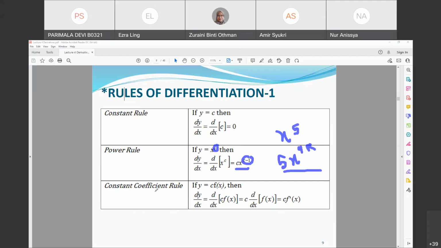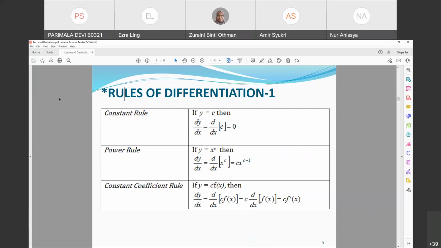Okay, lepas tu kita ada constant coefficient rule. What is it? Constant coefficient rule ialah bila kita ada 5x kuasa 2, constant tu dia tetap dekat depan, which is 5. Bila kita cari derivative dia tetap 5, tapi kita kena differentiate yang belakang ni, which is 2 pindah dekat depan, kita guna power rule punya konsep, 2x kuasa 1, then it will become 10x. Okay.